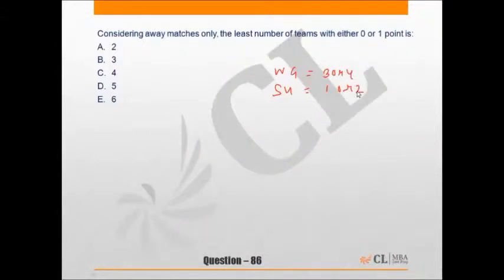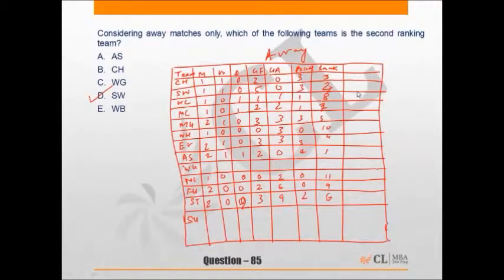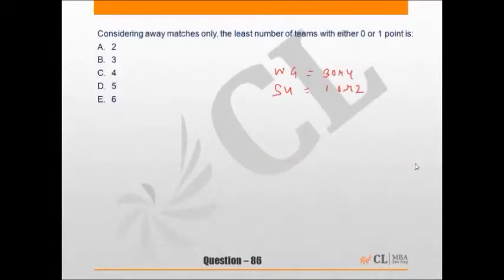For the sake of minimizing the number of teams with scores 0 and 1, we should exclude SU from this group. So the teams with either 0 or 1 points are WB, MC, WH, NC and FU. So there are at least 5 teams that scored either 0 or 1 points in away matches. Hence D is the correct answer.